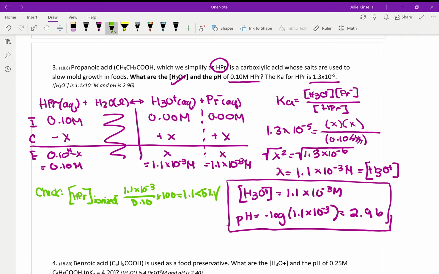Check. And then the other thing we're going to show right now is that our hydronium ion concentration from the autoionization of water, which we know is 1.0 times 10 to the negative 7, over the amount of hydronium from the weak acid, gives us 0.009%, which is definitely less than 5%. So both of our assumptions check out.